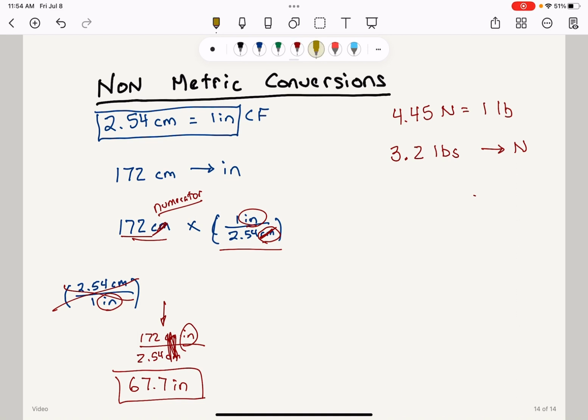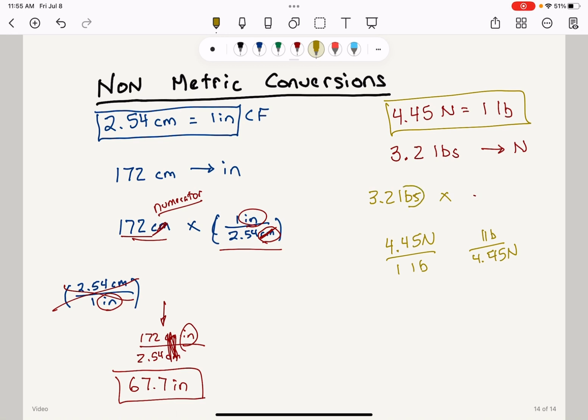Over here is my conversion factor. I've got 3.2 pounds, and I'm going to convert that to capital N, which is newtons. I'm going to treat it like a multiplication problem. Now the question is, which fraction am I going to multiply by? I'll write them down here: 4.45 newtons per 1 pound, that's one way to write the conversion factor. The other is the reciprocal, 1 pound over 4.45 newtons. Because pounds is in the numerator up here, I'm looking for pounds in the denominator down here, which is right there.